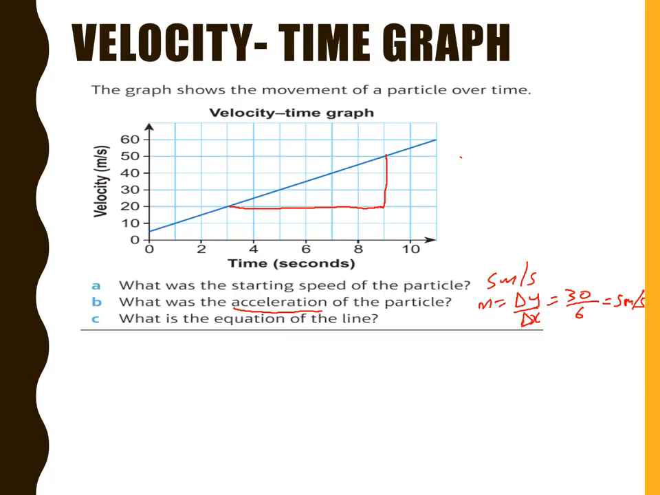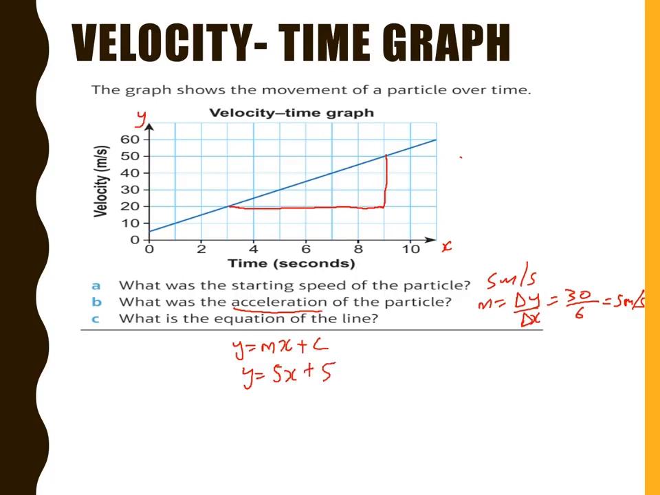Okay, and then it says, what is the equation of the line? So we already know our equation of a line is y equals mx plus c. So I know my m is my gradient, which I found out is 5. So y equals 5x, and then plus c. C is my y-intercept, where the graph crosses the y-axis. So this is my y, and this is my x. And it crosses the y-axis at 5. So it's 5x plus 5.